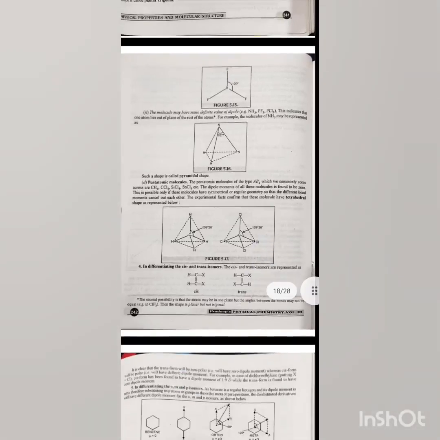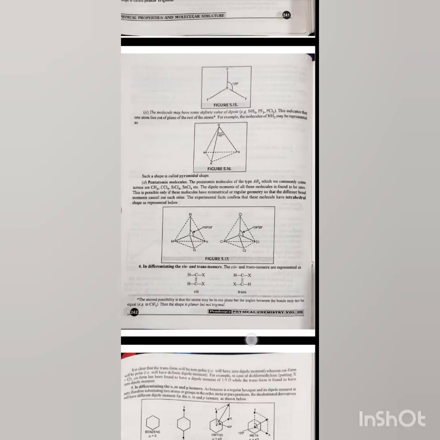D. Pentaatomic molecules. The pentaatomic molecules of the type AB4, which we commonly come across, are CH4, CCl4, SiCl4, SnCl4, etc. The dipole moment of all these molecules is found to be zero. This is possible only if these molecules have a symmetrical or regular geometry so that the different bond moments cancel out each other. The experimental facts confirm that these molecules have tetrahedral shape as represented below.